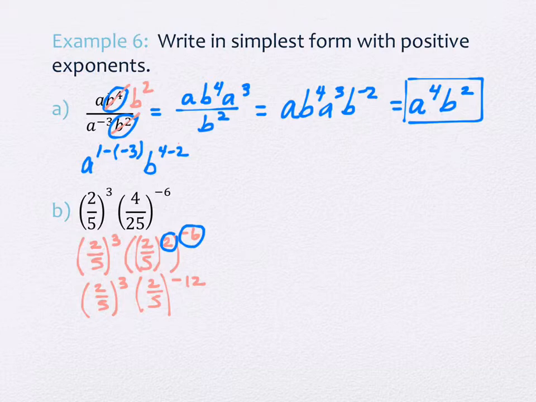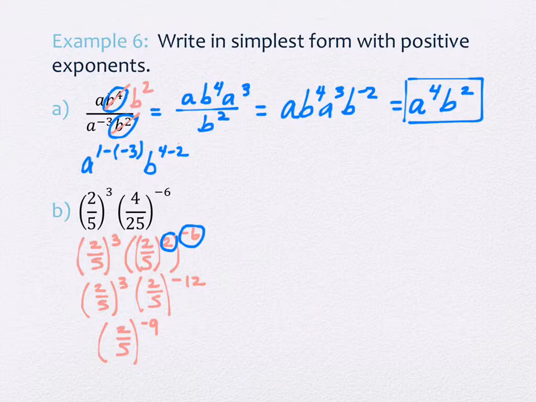Combine them. How? With addition, right. So I need to add 3 plus -12. What will that give me? That's -9. Now, in some sense, that's a really good form for it to be done.